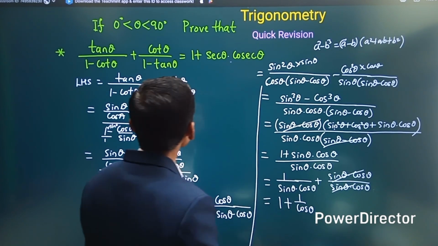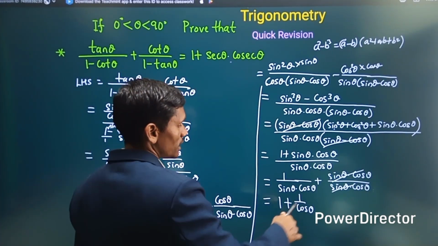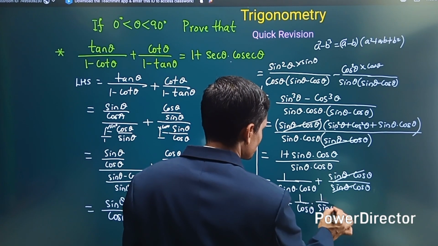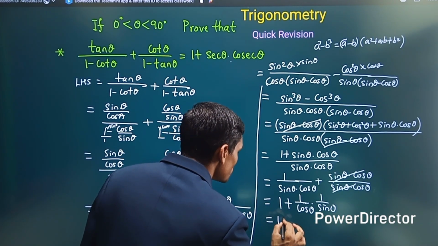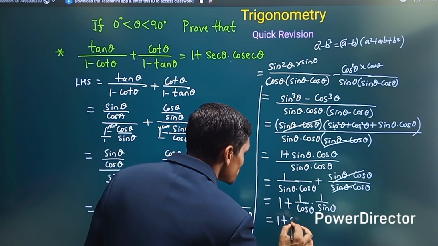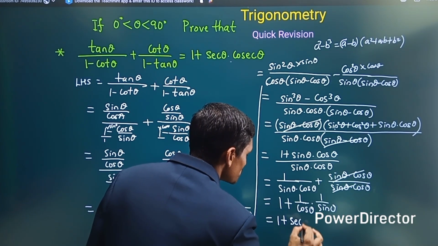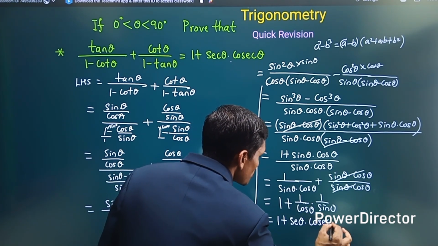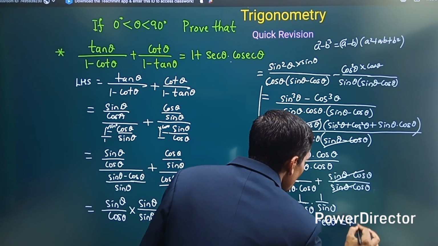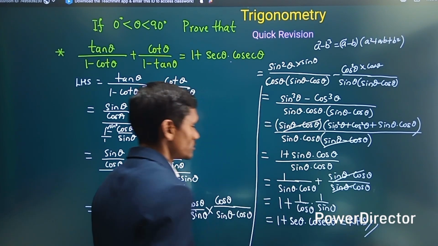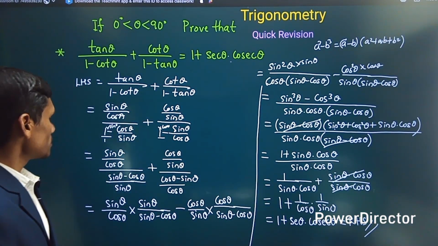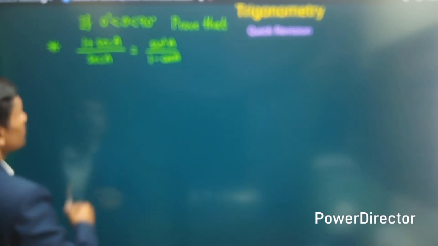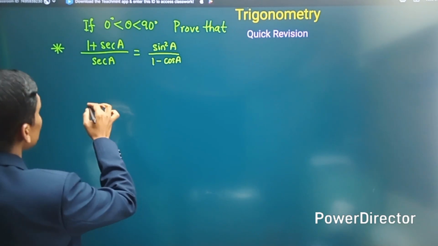Cos theta, because in RHS what is asked, sec is asked, so I am taking first this one into 1 upon sin theta. So now what can be done, 1 plus 1 upon cos theta means it is sec theta, right? Into 1 upon sin theta means cosec theta. Cosec theta is equal to RHS, hence proved, right? Okay then, this is how it can be proved. Now let us go ahead with the next problem.